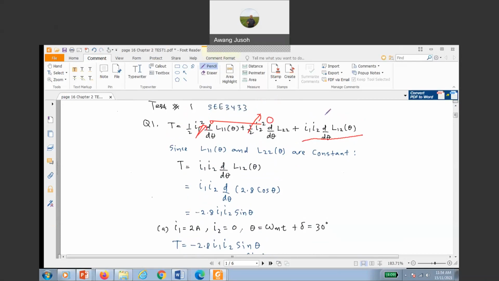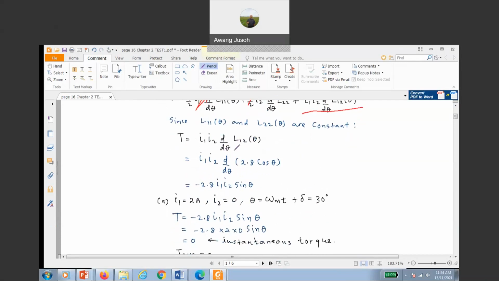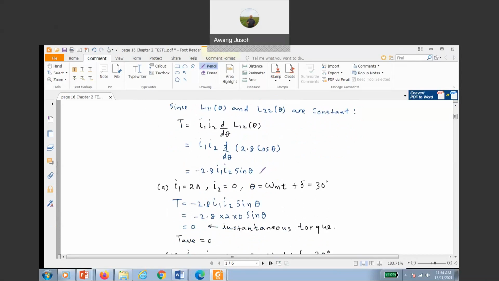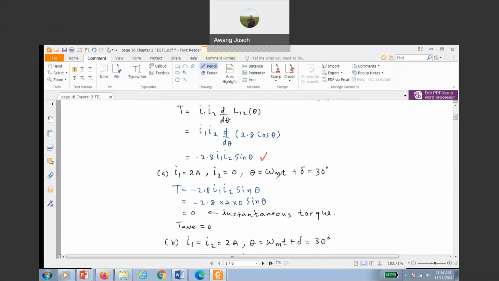So we use the part which is represented by the alignment torque. So we have to find the product of I1, I2, times dL12 over d theta. Then substitute L12 equal to 2.8 cosine theta. We get this equation: negative 2.8 I1 I2 sine theta. And this is the general equation for the torque. Now we go one by one. First we go to part A.